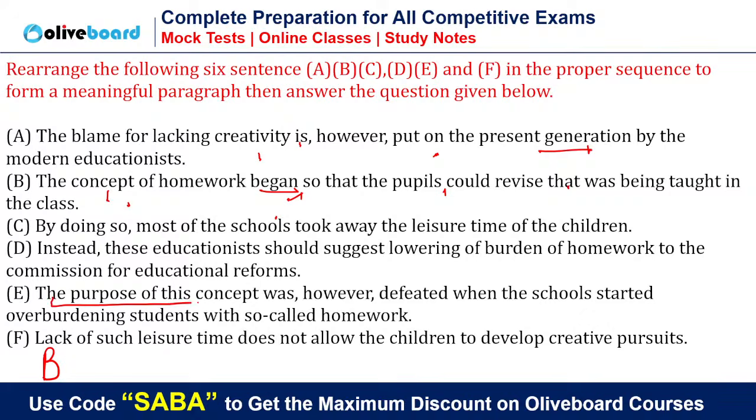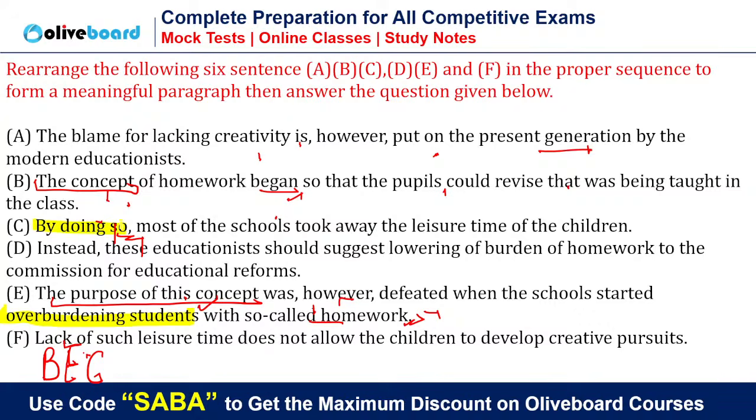This concept, can we say this concept and the concept, it will form a mandatory pair BE. Here, I think every sentence is forming a pair. If you see, every sentence is forming a pair. So the purpose of this concept was, however, defeated when the schools started overburdening students with so-called homework. Now, what happened? By doing so, when they started giving too much homework, so by doing so means by overburdening students, so EC is also a pair. Okay, so by overburdening students, doing so is referring to overburdening students with homework, and this is true also.